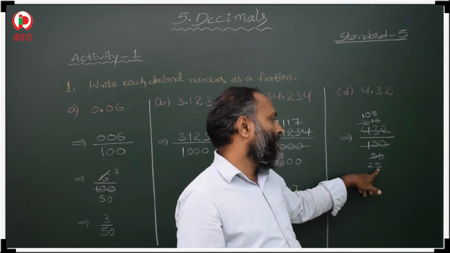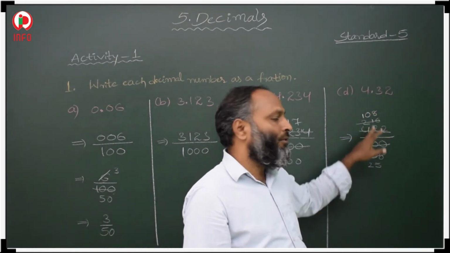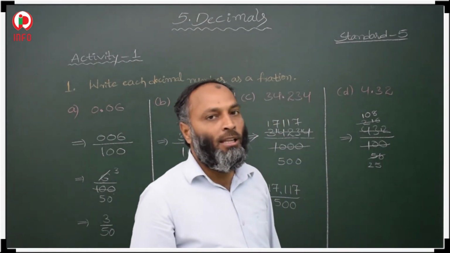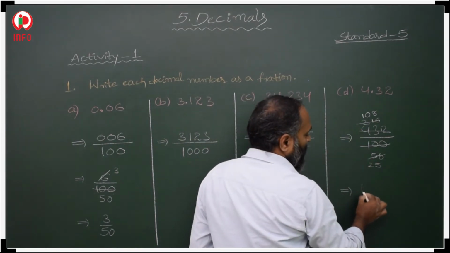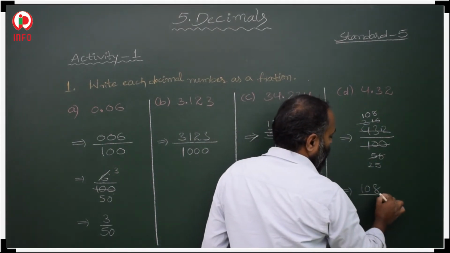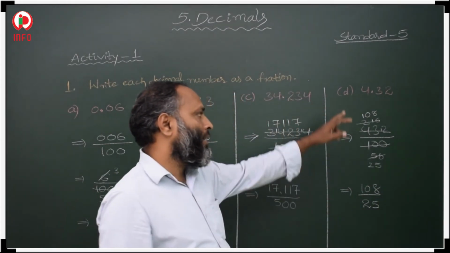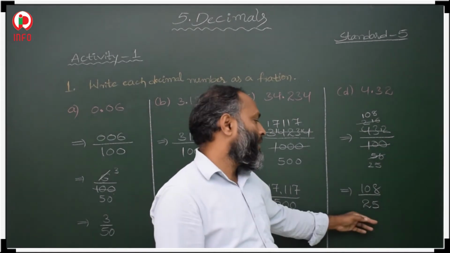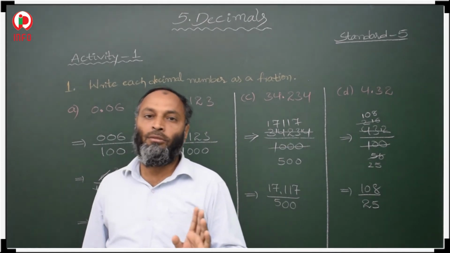Why? Because here 5 is there and here 8 is there. If 5 0, 5 5 or 0 0 were there, then they would cancel in the 5 table. Otherwise it won't cancel in the 5 table. So we stop till here only. 108 divided by 25. This is the simplified form of the decimal number as a fraction. This is our answer.